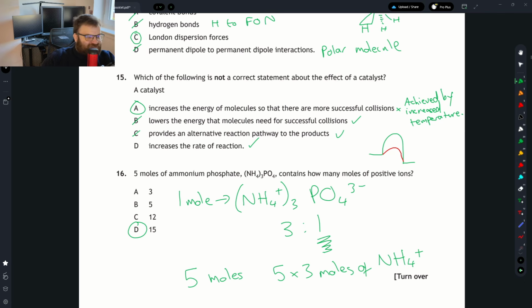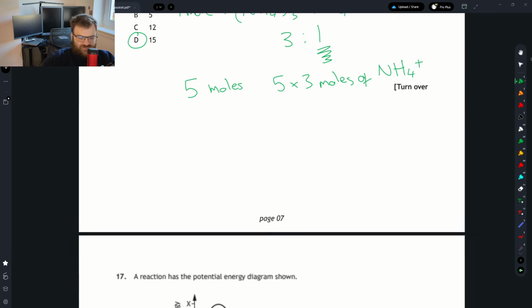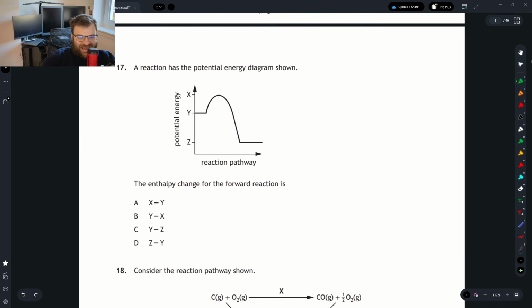In theory, it could have asked you for all ions, and that's both of them together. So there's 4 ions in total. 4 times 5 would have given you 20 for that. But you have to focus in on the NH4 positive. It says that there.